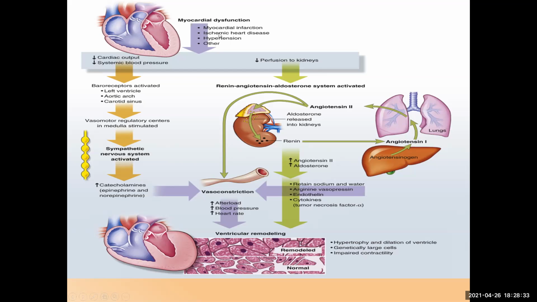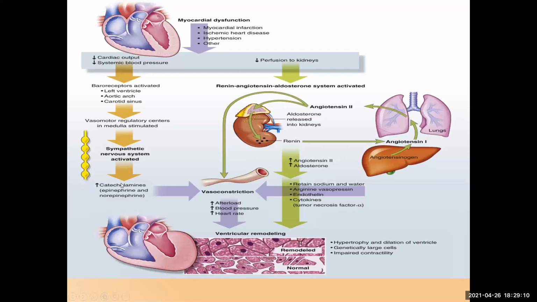So myocardial dysfunction. So someone's had an MI, ischemic heart disease or hypertension, which causes a decrease in cardiac output, which causes a decrease in systemic blood pressure. So the baroreceptors are activated, in the left ventricle, the aortic arch, and the carotid sinus. Those baroreceptors in those areas are activated, and the vasomotor regulatory centers in the medulla are stimulated.